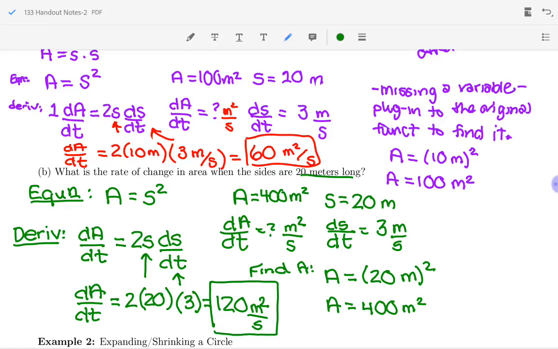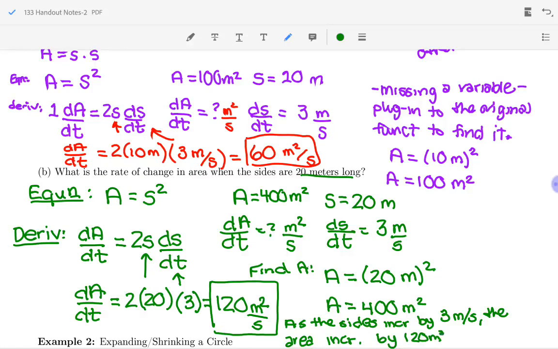Does it make sense that I got such a positive answer? Yes. How we would interpret this is as the sides increase by 3 meters per second, the area increases by 120 meters squared per second. So I'd be concerned if I got a negative answer, but it makes sense as the sides increase by 3 meters per second, the sides are getting bigger, the area is getting bigger as well.